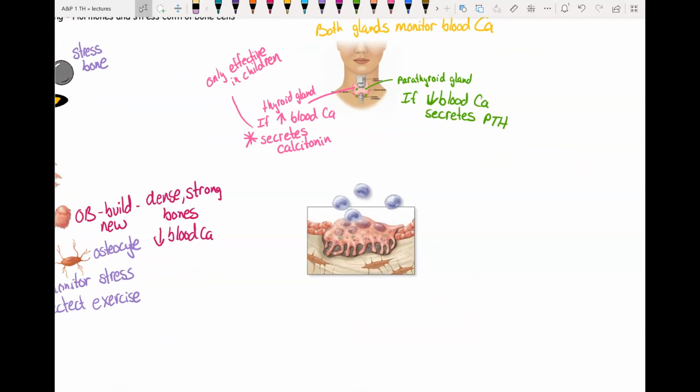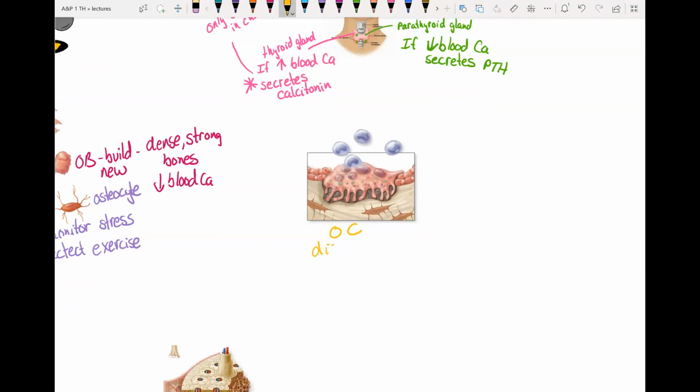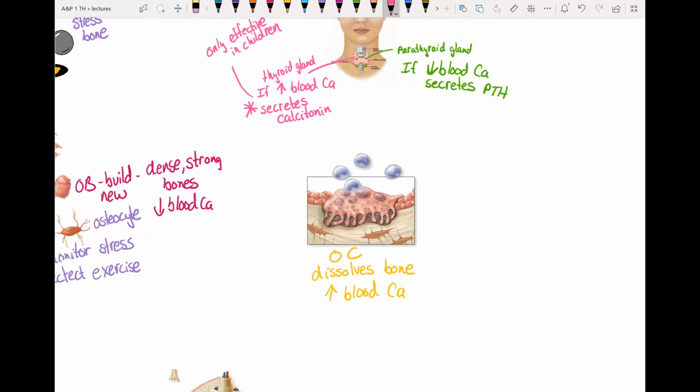Okay, so these hormones are going to control the action of the osteoclast. So here is your osteoclast, and remember it is dissolving the bone and raises blood calcium. Okay, if blood calcium is already high, you don't need to add more calcium to the blood. So calcitonin is going to inhibit your osteoclasts. It's going to tell them, hey, take the day off. We have plenty of calcium in the blood already. We don't need you adding more.